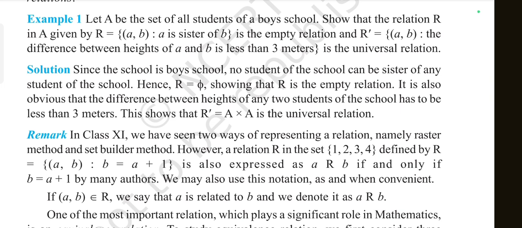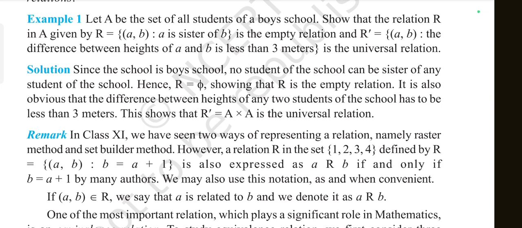Example number 1. Let A be the set of all students of a boys school. Show that the relation R in A given by R equals {(a, b): a is a sister of b} is the empty relation, and R' equals {(a, b): the difference between heights of a and b is less than 3 meters} is the universal relation.